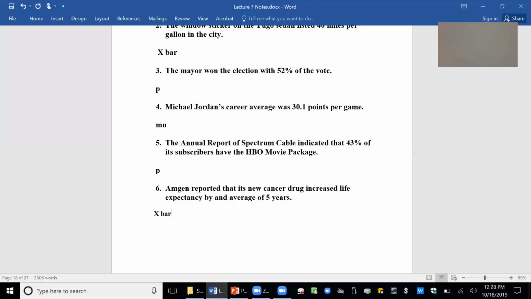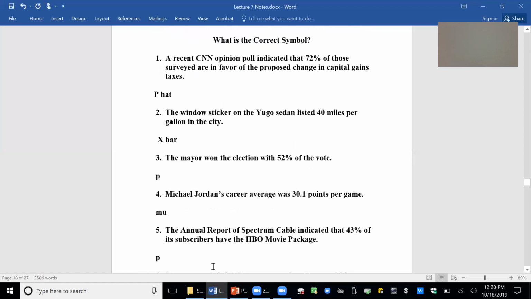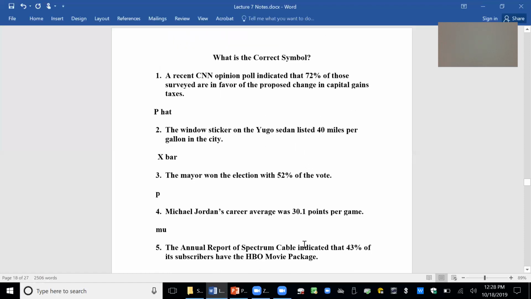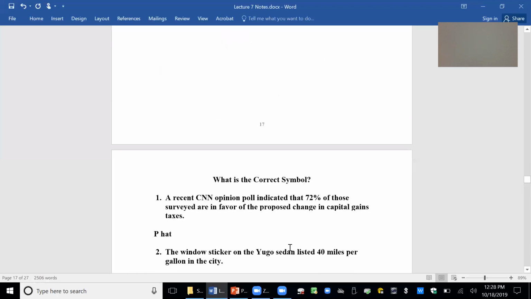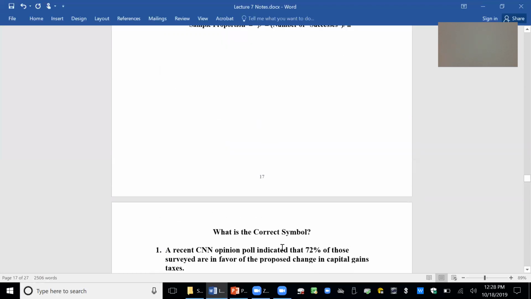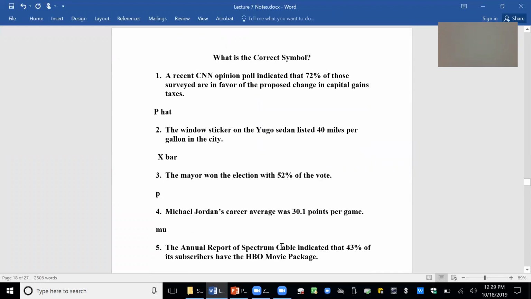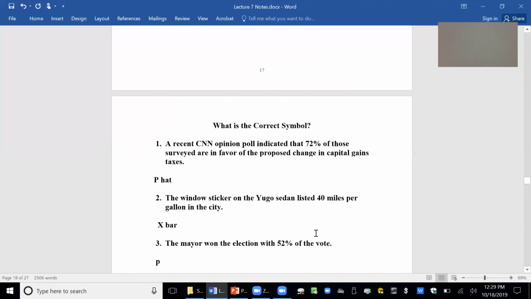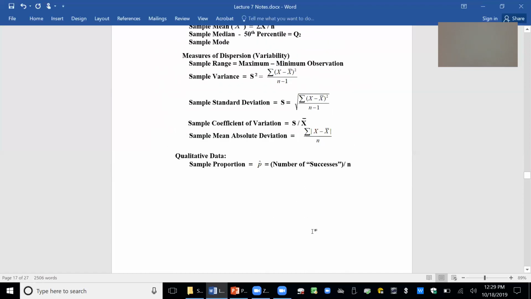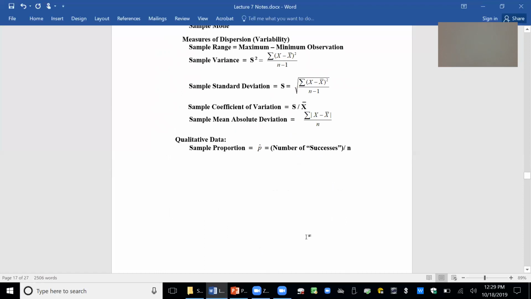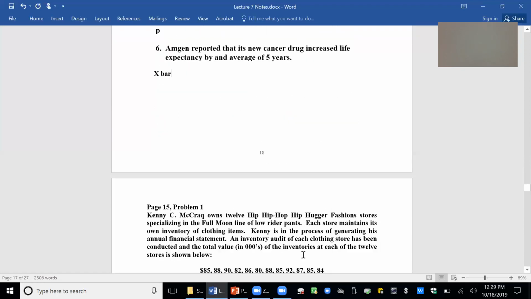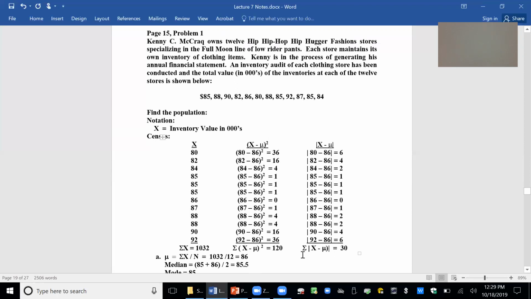So now you'll be able to tell, when you read a report which has some technical information, what symbol they were talking about. About 25% of your 302 exam is this stuff right here. It is recognizing whether it's X bar, mu, P, P hat. So you're going to need to know that when you hit 302. Okay, so let's take a look at an example here. Let's do 2 more examples and we're out of here.